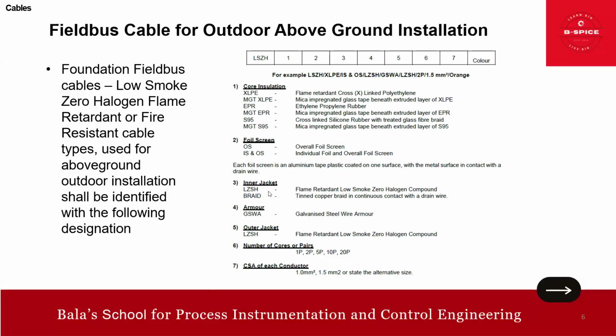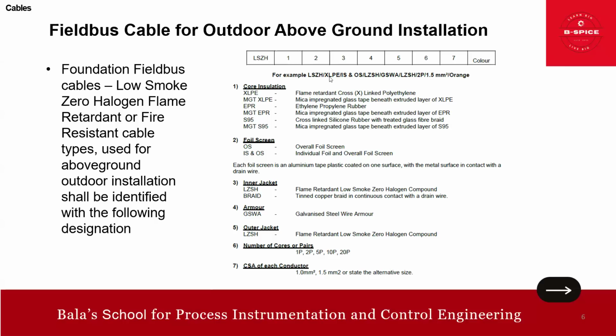Then we have an inner jacket. As you can see here, we have a flame retardant, low smoke, zero halogen compound. Additionally, we have the option of a tinned copper braid in continuous contact with the drain wire. Then you see the armor, the same galvanized steel wire armor. Then you have an outer jacket, the same LZSH. The number of pairs: single pair, 2 pair, 5 pair, 10 pair as standard. And conductor size 1 square mm or 1.5.